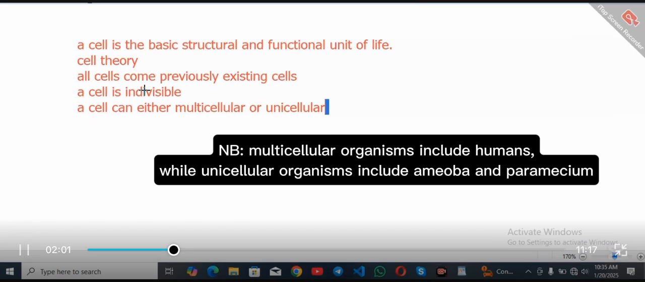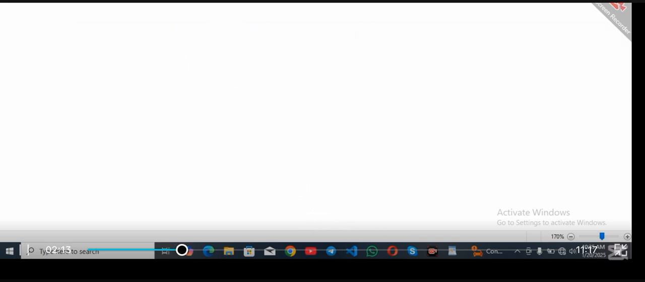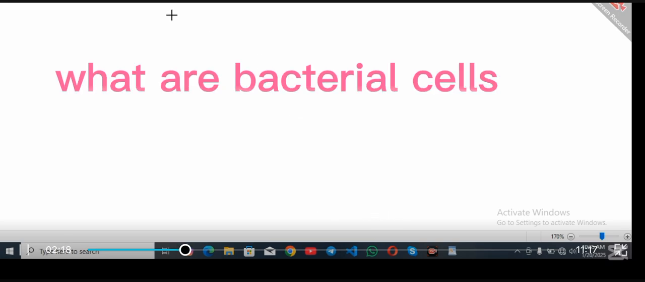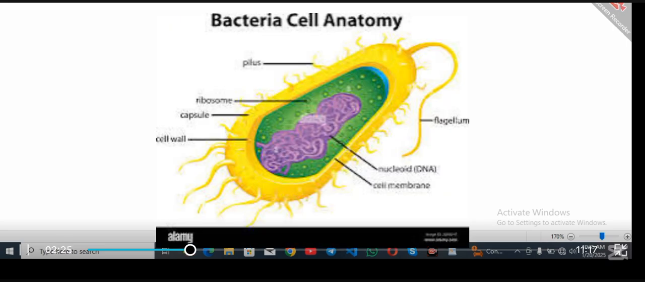So now basically let's just go into some types of cells. I'm going to start with the bacterial cells. So what are bacterial cells? Bacterial cells have a simple cell structure that you can see in the diagram. There's a diagram here that shows us the structure of a bacterial cell.